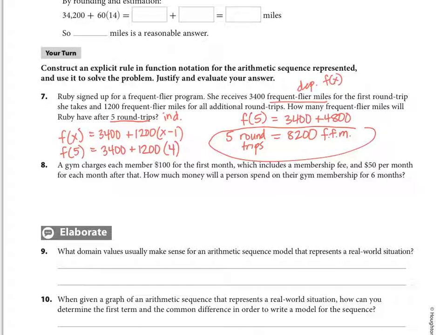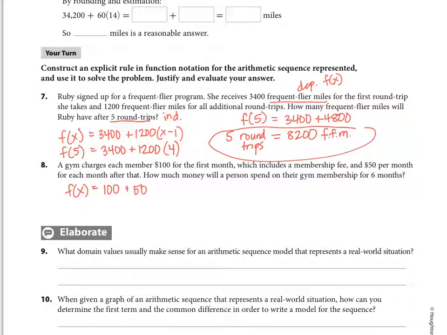And number 8, last one. A gym charges each member $100 for the first month, which includes a membership fee, and $50 per month for each month after that. How much money will a person spend on their gym membership for 6 months? So let's go straight to writing our explicit rule. f of x, the first month is going to cost $100. So we can clearly see that the amount charged is our dependent variable, and it depends on the number of months, because it's going to be $50 per month after that.